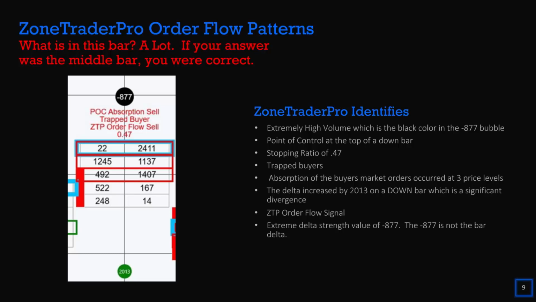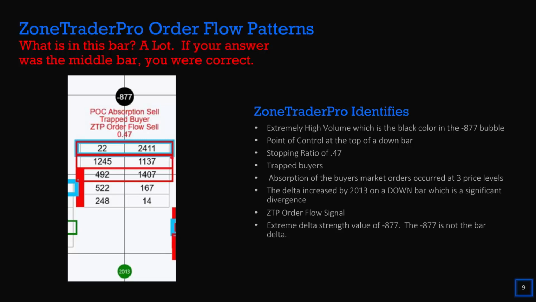Also, what you see in front of you is the black dot right here, and the black dot encompasses two different things I'm trying to display with that. The first is that there was extremely high volume in the black dot where the -877 bubble is. The point of control is also noted here, and that's at the top of the bar.